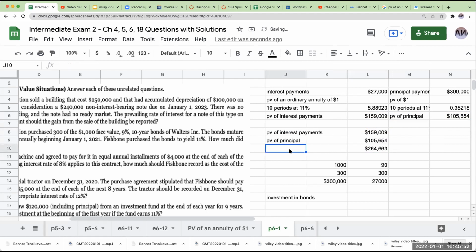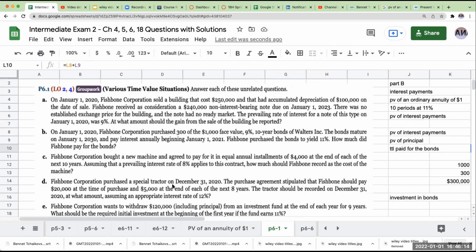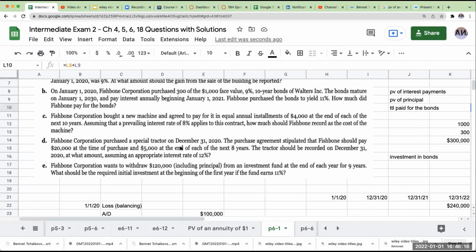So the total paid, part B, total paid for the bonds is going to be 264,663. The way you would record it is you would show an investment in bonds, and then you would be crediting cash for the amount of the investment. Okay, let's take a look at letter C.